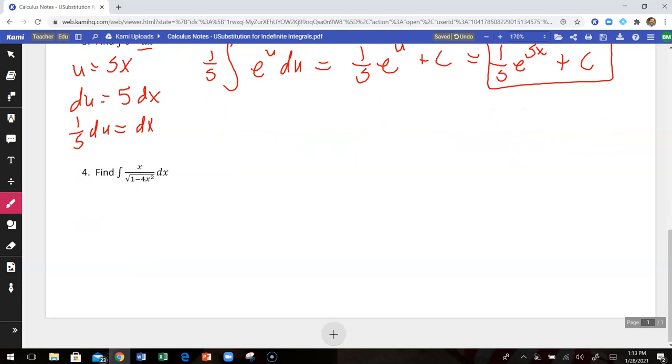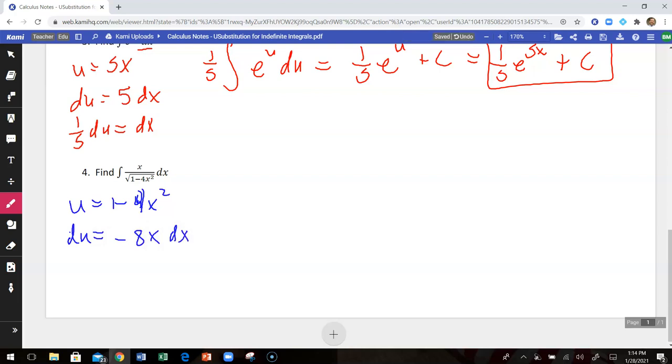Okay, and last one here. This one's a little bit tricky. Again, hopefully you can recognize what u is. So u is the thing inside another function. So in this case, we are going to let u equal 1 minus 4x squared. So our derivative du would be negative 8x dx.